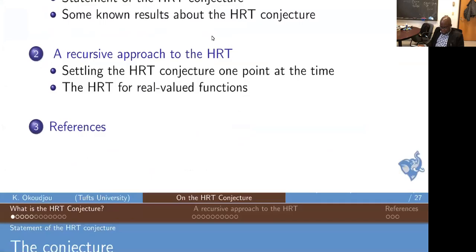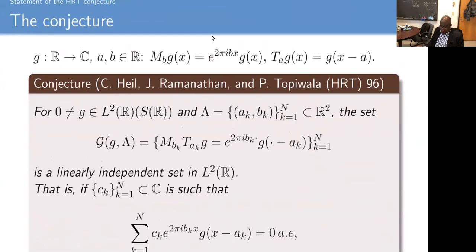All right, so let's begin by stating exactly what the HRT conjecture is. It was a conjecture first proposed by Chris Heil, J. Ramanathan, and Prakash Topiwala in 1996. So HRT comes from their names. And the conjecture asks the following question.